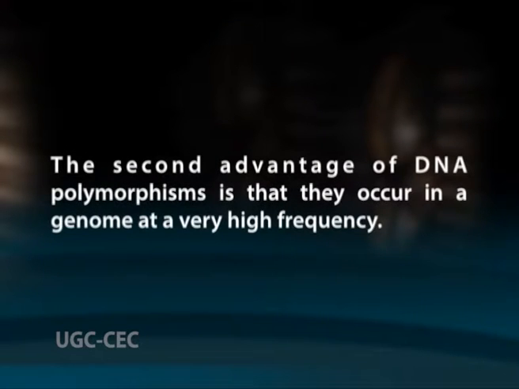The second advantage of DNA polymorphism is that they occur in a genome at a very high frequency. One reason for their high frequency is that although functional gene mutations are by definition limited to a coding region, DNA polymorphism occurs in any DNA sequence whether it contributes to a coding region or not.